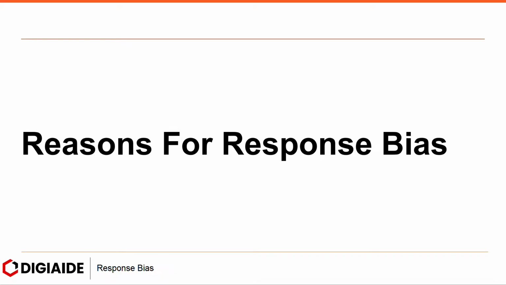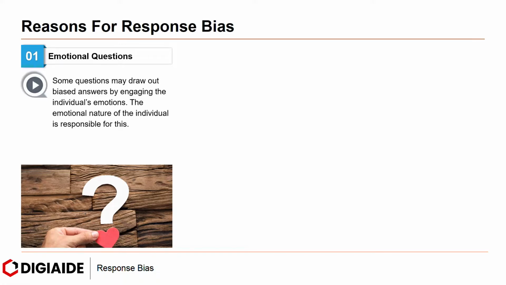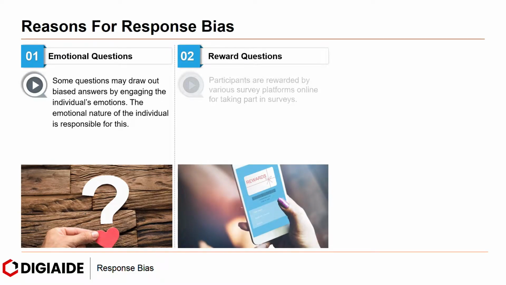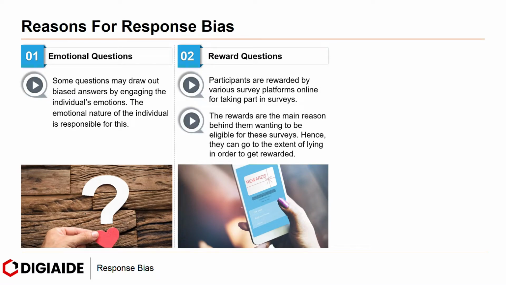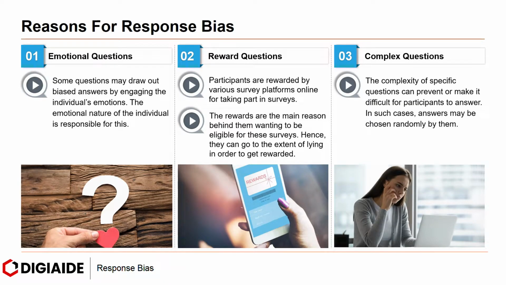Next, reasons for response bias. First, emotional questions. Some questions may draw out biased answers by engaging the individual's emotions. The emotional nature of the individual is responsible for this. Next, reward questions. Participants are rewarded by various survey platforms online for taking part in surveys. The rewards are the main reason behind them wanting to be eligible for these surveys. Hence, they can go to the extent of lying in order to get rewarded. And finally, complex questions. The complexity of specific questions can prevent or make it difficult for participants to answer. In such cases, answers may be chosen randomly by them.